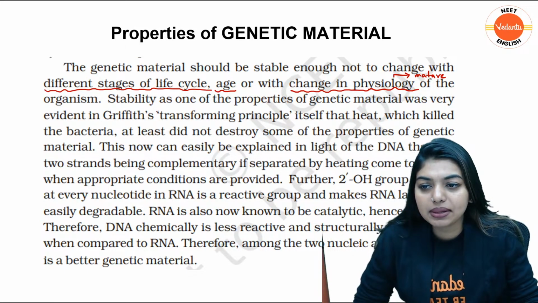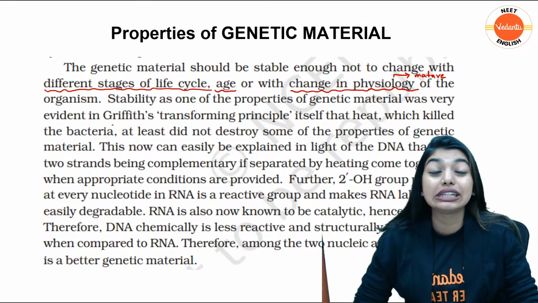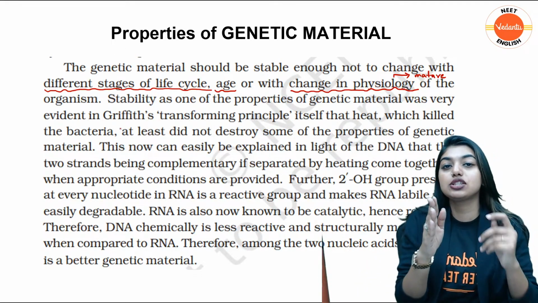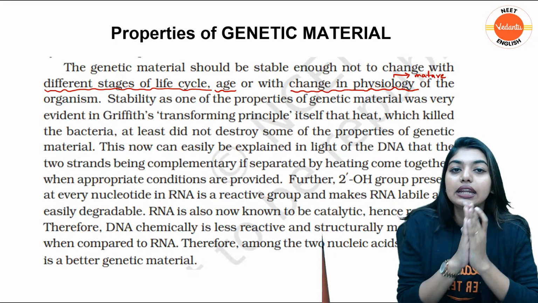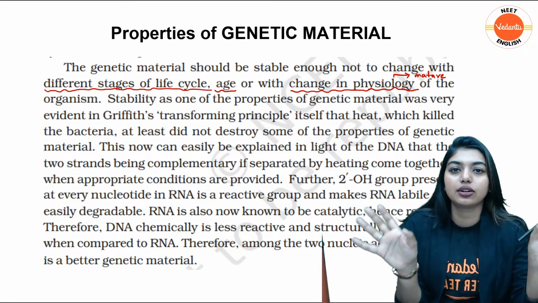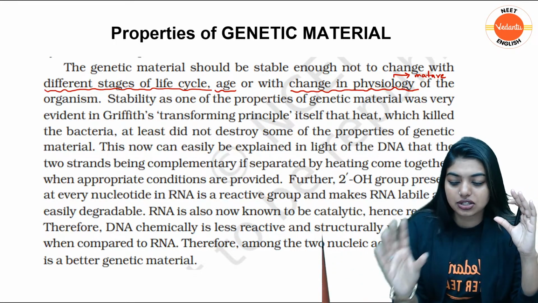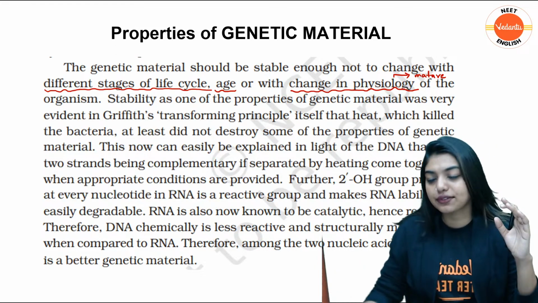Now, stability as one of the properties of genetic material was very evident in Griffith's transforming principle. No matter how much Griffith heat killed, DNA did not get affected at all. Even though he heat killed the S strain and kept it with the R strain, the heat-killed S strain still got transformed, right?